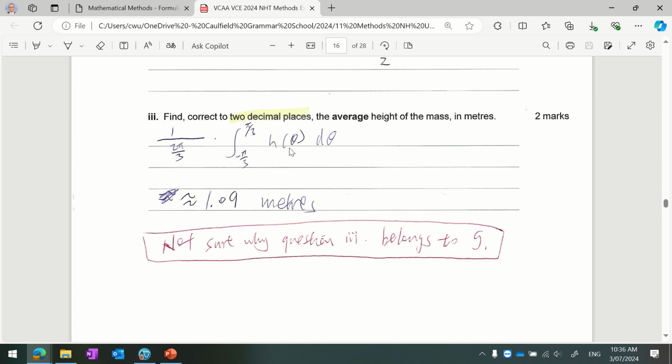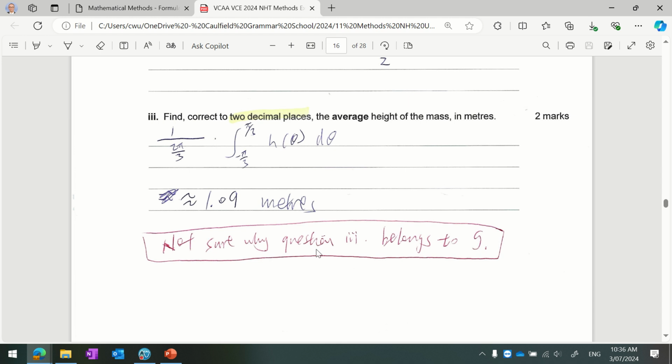This is basically you either memorizing the formula for the average value of a function, or you understand it, which is you find the area under the graph, you pretend it is a rectangle, and you divide by the horizontal length. Then you get the height of the rectangle, and that's the average value.